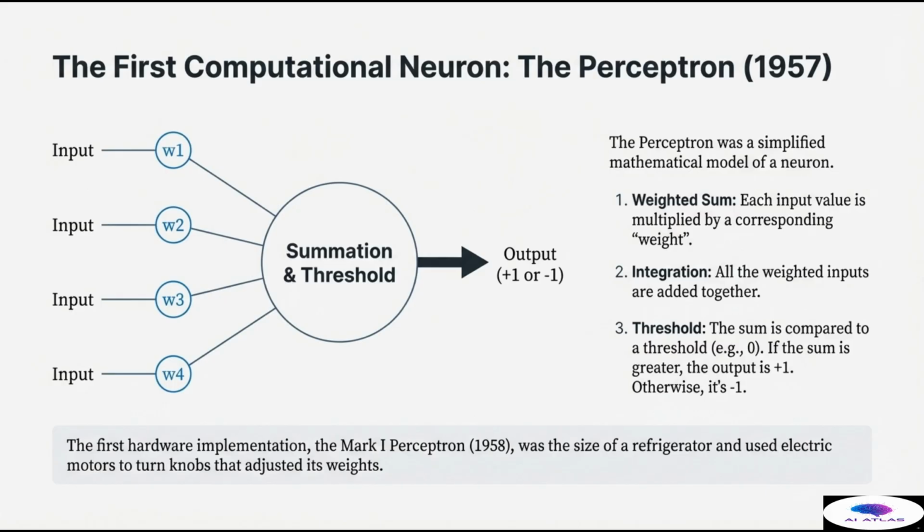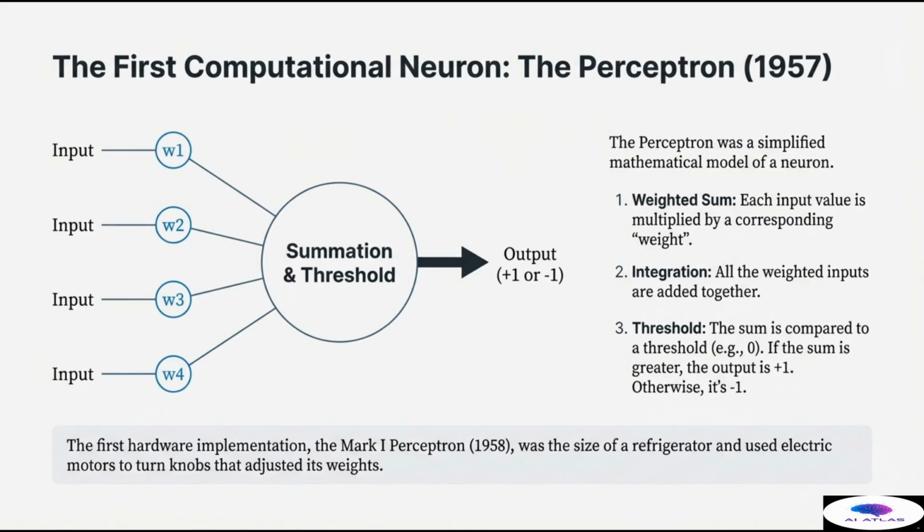Second, we perform integration. This is simply adding all those weighted inputs together. This gives us a single numerical value representing the total accumulated signal received by the neuron. Third, and most critically for the perceptron, we apply the threshold. The integrated sum is compared against a fixed threshold, which Rosenblatt often set to 0. If the sum is greater than the threshold, the neuron fires and outputs +1. Otherwise, it outputs -1.